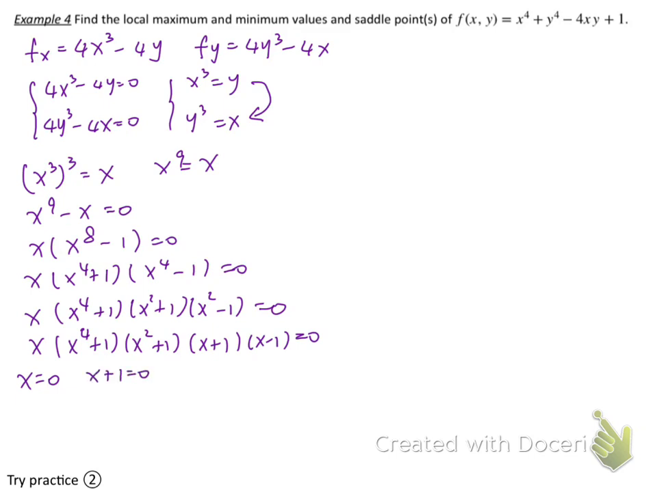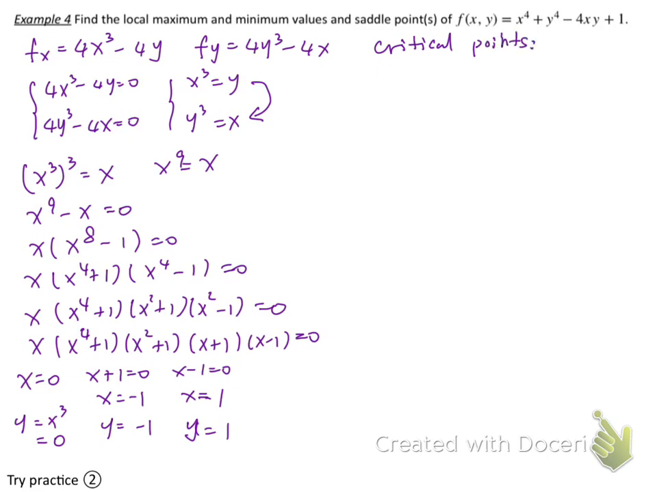X plus 1 equals 0 is solvable. X minus 1 equals 0 is solvable. You have negative 1 and 1. These are our x values, and y is x to the third. So 0 here, negative 1 here, and 1 here. The three critical points you are having are 0, 0, negative 1, negative 1, and 1, 1.